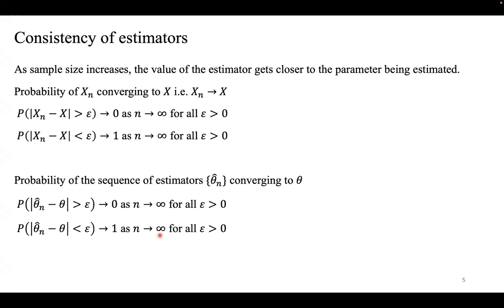Something that we have already established in the previous weeks is that the larger the sample is, the better should be that estimation. So consistency of estimators is completely hinging on this aspect. It's saying that as the sample size increases, and we denote sample size by n, as n is tending to infinity, the value of that estimator should become more and more close to the parameter that is being estimated.